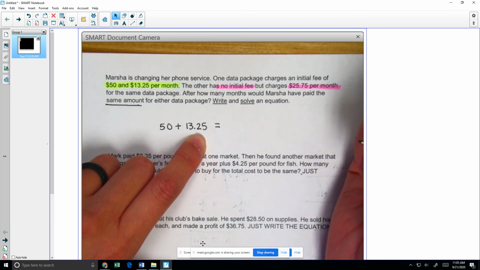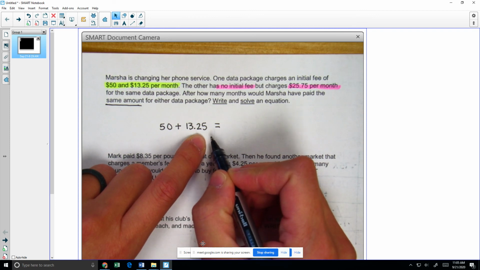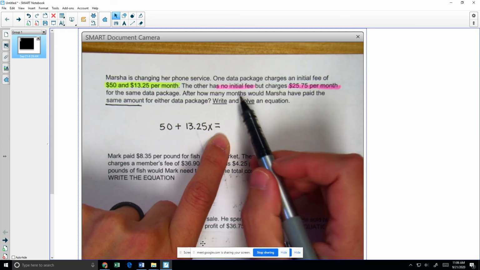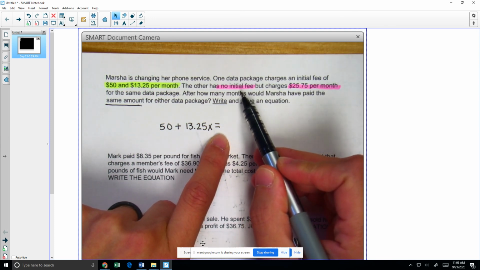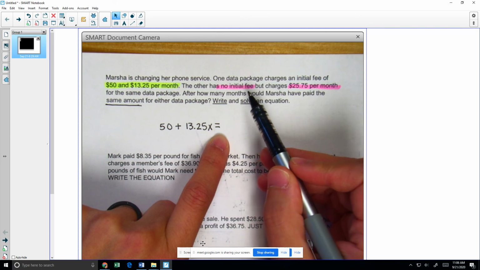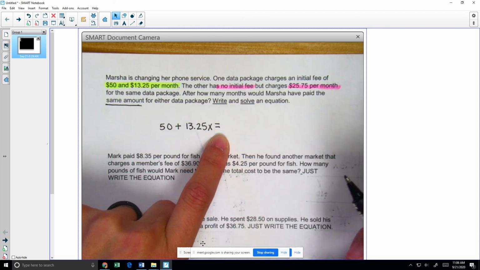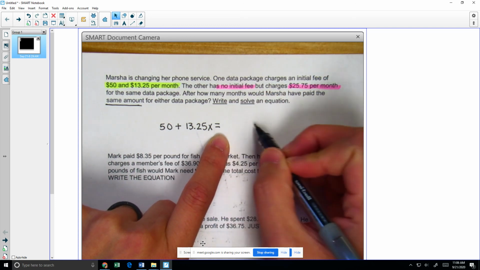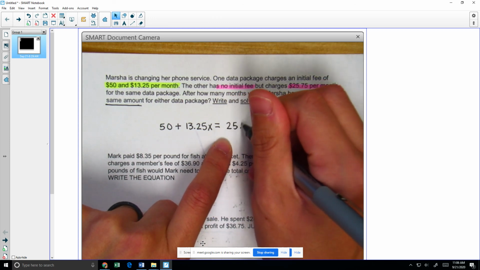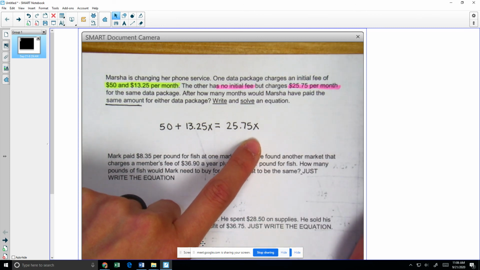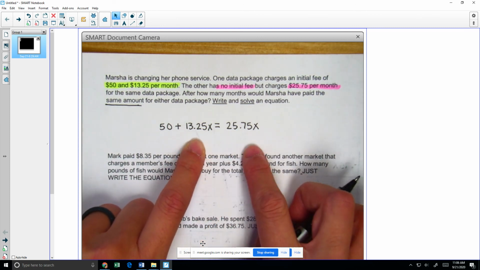I don't know how many months. So if I don't know how many months, what letter should I write? Shema? Good job. Okay. Equals, because I want them to be the same. No initial fee. What number is no? Nothing. I have no money. How many dollars do I have? Zero. So no initial fee just means zero. So I don't have to write anything, but charges $25.75 a month. If I don't know how many months, then that's just X. Okay? You guys have to know how to set it up before you solve it.